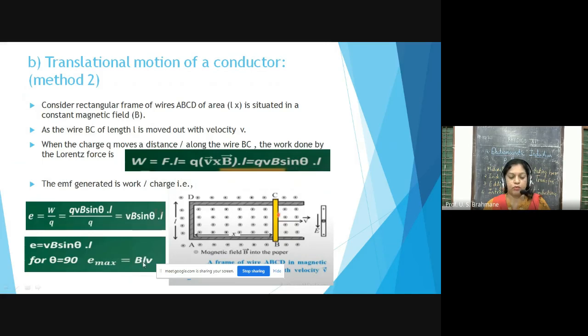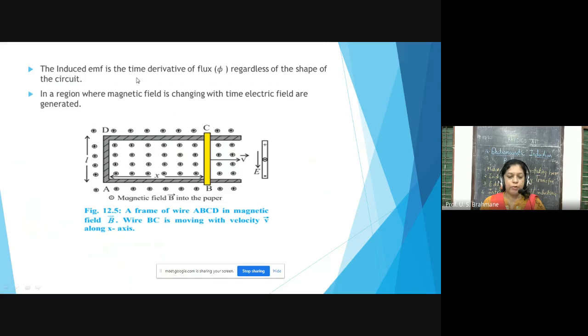So E max equal to BLV. In the previous translation motion for the conductor by the other method, that is by applying Faraday's law, we got BLV, and here also by the work done, we are considering the Lorentz force. In that case also E max we are getting BLV. Now the induced EMF is the time derivative of flux phi regardless of the shape of the circuit.